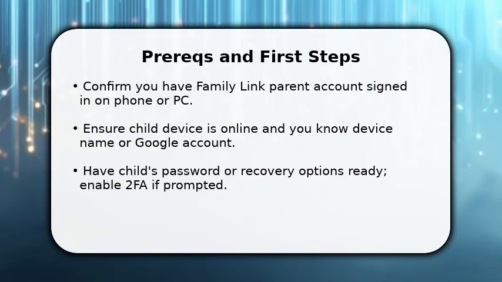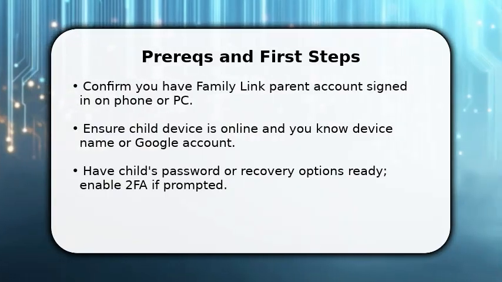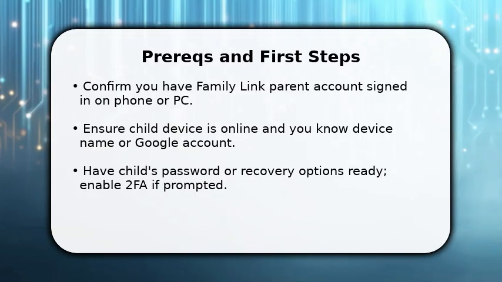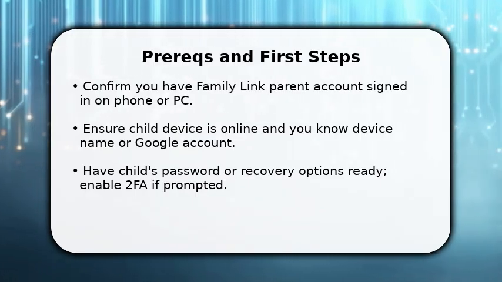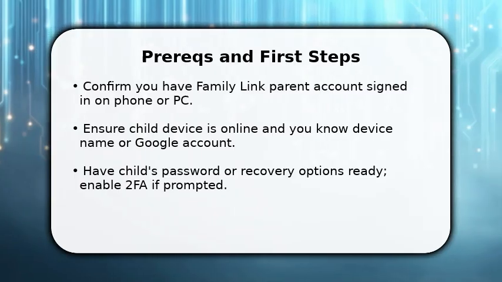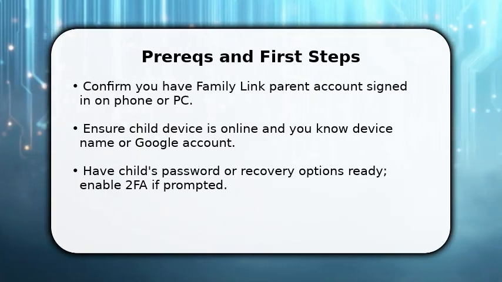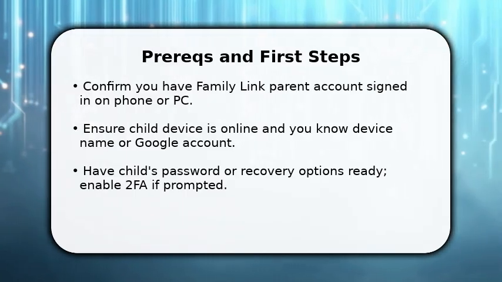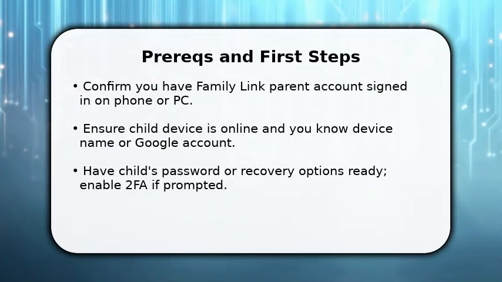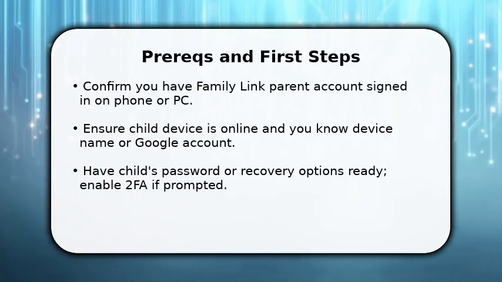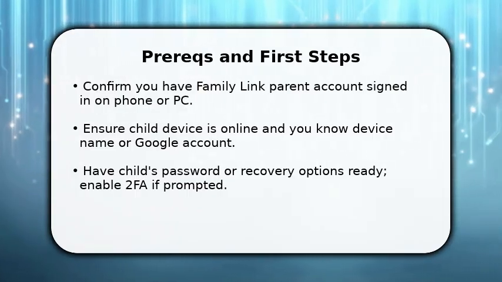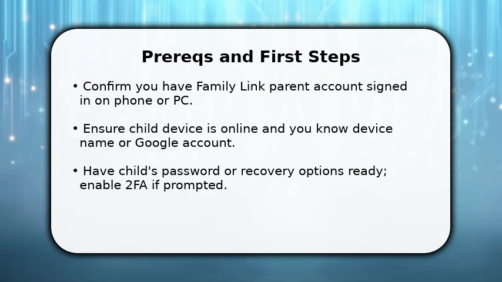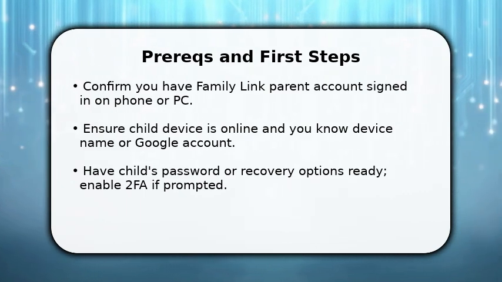You start by confirming prerequisites. You're signed into your Family Link parent account, and the child device is online. First, open a browser and go to Accounts.Google.com, then sign in with your parent Google credentials. Once done, open the Family Link app on your phone or the Family Link section in your Google account settings on PC to locate the child profile. Make sure you can see the child device listed. This gives you the control panel to begin removing parental controls.